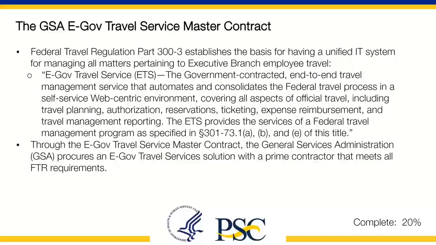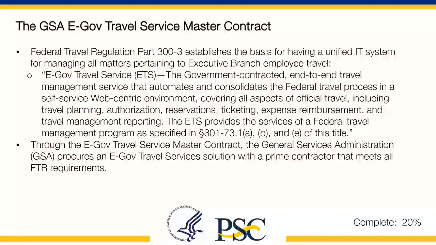Federal Travel Regulation Part 300-3 establishes the basis for having a unified IT system for managing all matters pertaining to executive branch employee travel. E-Gov Travel Service, ETS, is the government-contracted, end-to-end travel management service that automates and consolidates the federal travel process in a self-service web-centric environment, covering all aspects of official travel, including travel planning, authorization, reservations, ticketing, expense reimbursement, and travel management reporting. The ETS provides the services of a federal travel management program as specified in Section 301-73.1a, b, and e of this title.